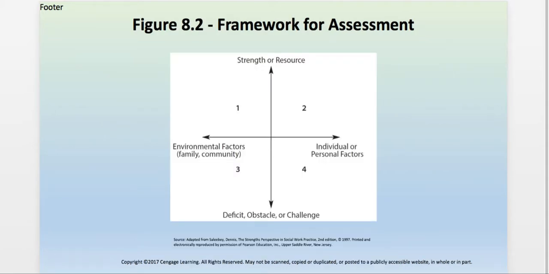Here's another graphic. It's from the Hepworth text, a framework for assessment. You can use this to plug in things if you want a visual way of understanding, which a lot of us like. You can plug in the strengths that are related to individual factors and the strengths regarding environmental factors, and the deficits, that kind of thing. So it's just a way of seeing that this is a multi-dimensional assessment. It's not linear by any stretch.